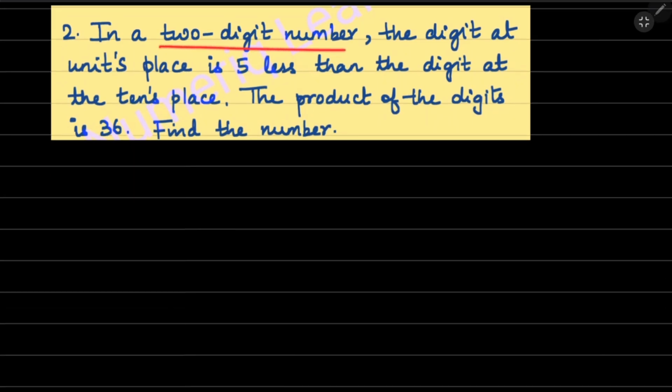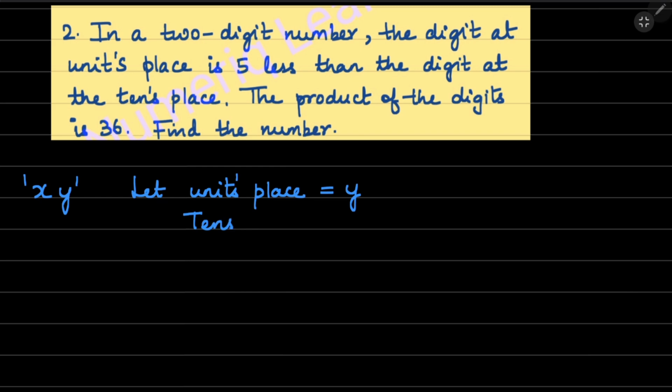In a two-digit number, so again, the same thing applies. Whenever you see a two-digit number, there are certain things which you should write. So let's assume our number is xy. So let the units place digit be equal to y and the tens place digit be equal to x. Okay. And what is the number so formed? It is xy or 10x plus y. This is the expanded form of the number.